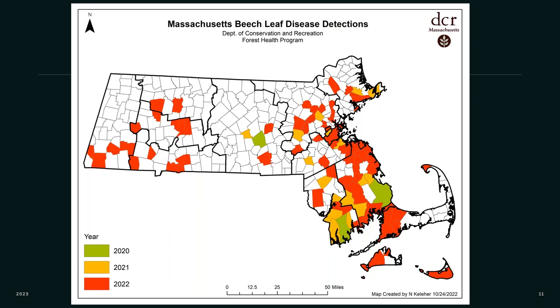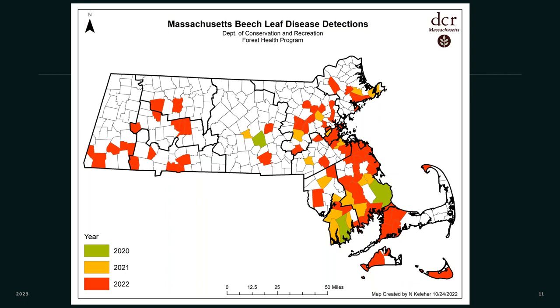So just good news. But in the last year, we had over 70 new towns. We found it in every county in Massachusetts. So it is moving really quickly. And I don't know how it got to Martha's Vineyard and Nantucket. Other pests and things sometimes take time to jump across the water there.